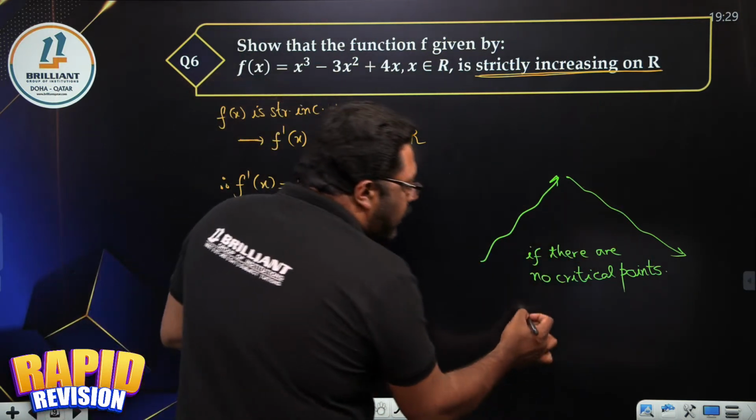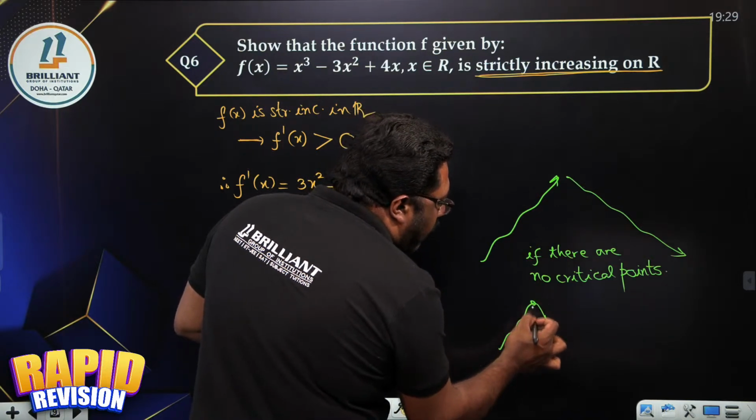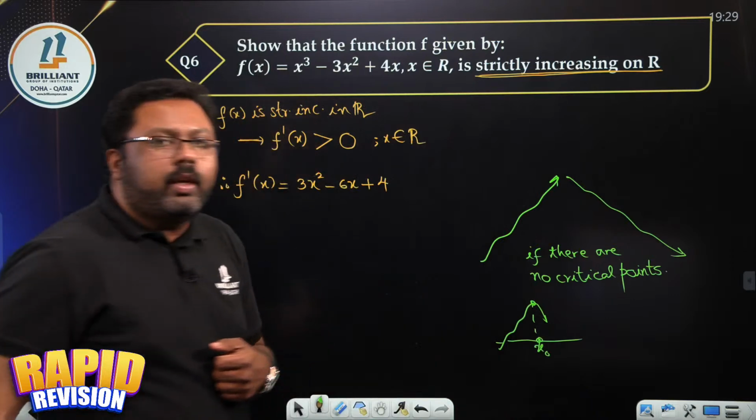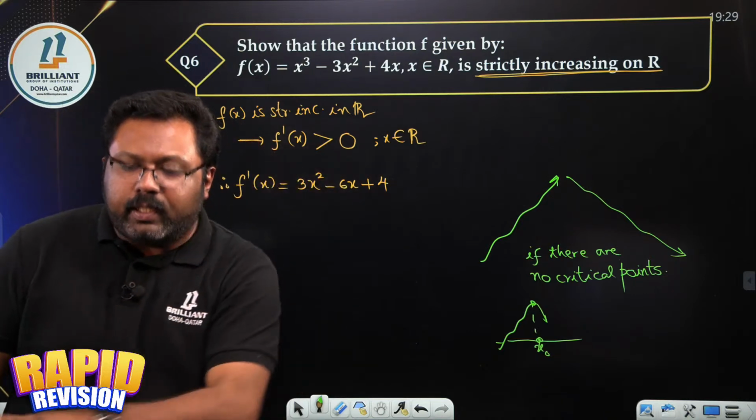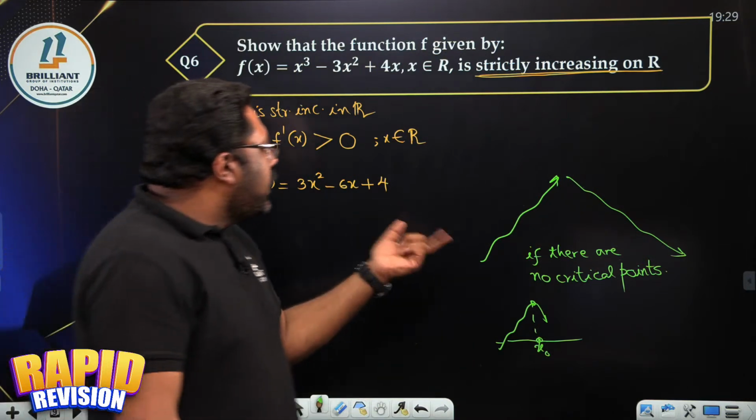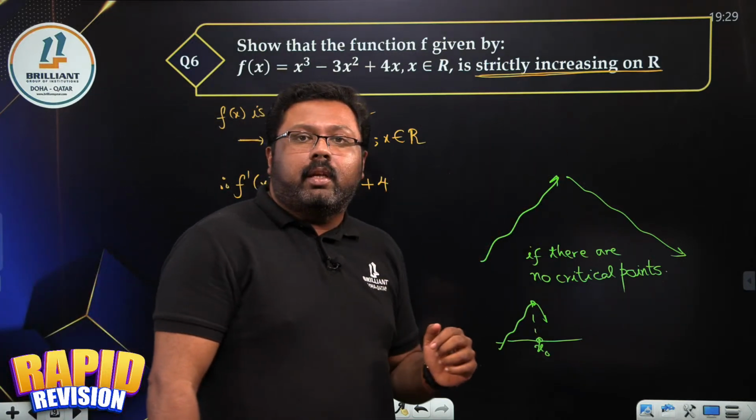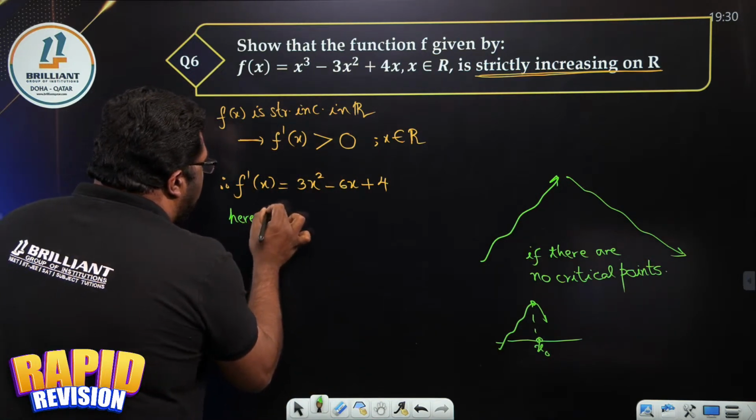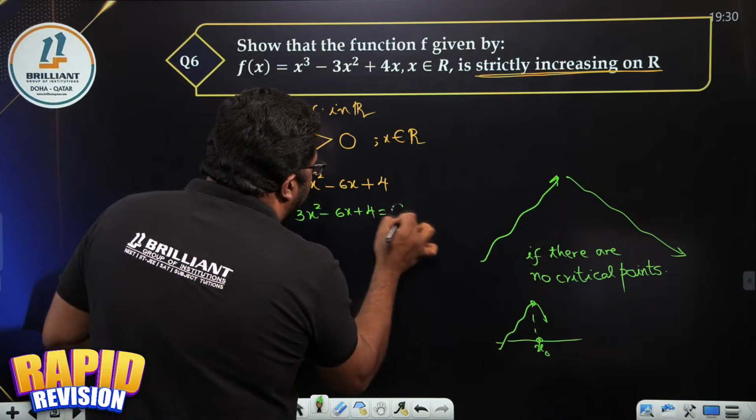A critical point happens because a function goes like this. Somewhere it turns and comes down. This particular point with respect to x-axis is called the critical point of that function, where the nature of the graph changes from increasing to decreasing or from decreasing to increasing. It's called a critical point. So we just have to check whether this function has a critical point or not. If it does not have, then it is either strictly increasing or strictly decreasing. Okay? So here, let 3x squared minus 6x plus 4 equal to 0.